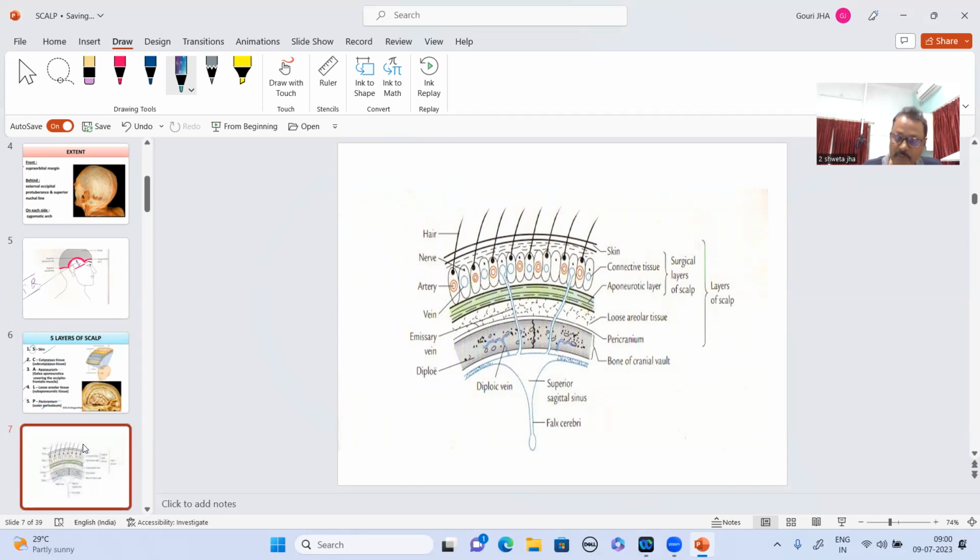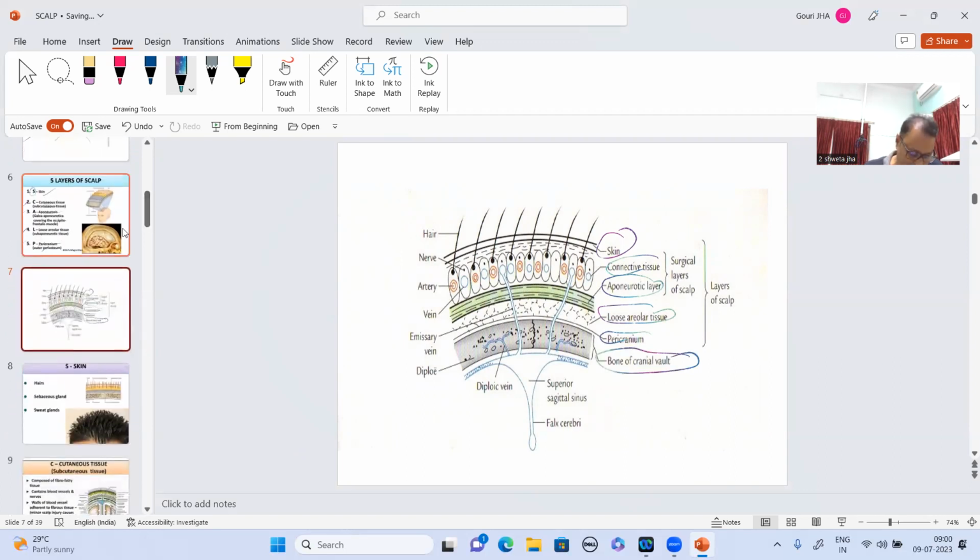Now these are the layers of the scalp. This is the skin region. This is the cutaneous region. This is the aponeurotic layer. Then we have the loose areolar tissue. Then we have the pericranium over here. And finally, we have the cranial skull. We will talk about each and every layer.